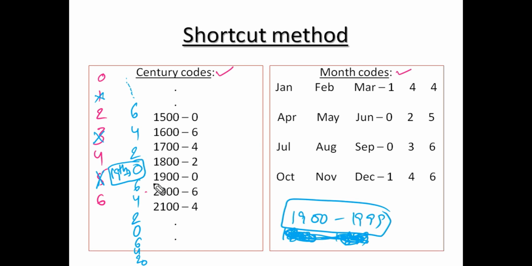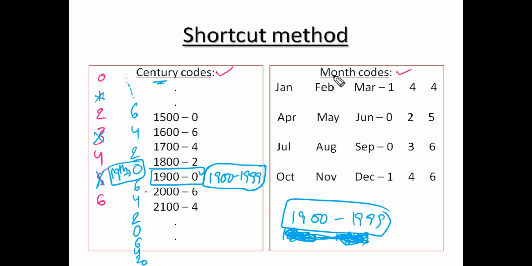So for the 19th century, it is 0. Before 19, it is 18, then 17, 16, 15. After 19 come 20, 21. So these are the codes. What is the 19th century in our topic? 1900 to 1999. Whenever any date in this range is given, simply consider the century code as 0.